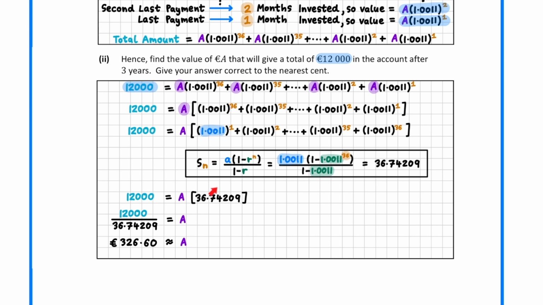From here, we divide both sides by the value of this sum, then use our calculator and round off to get our final answer.